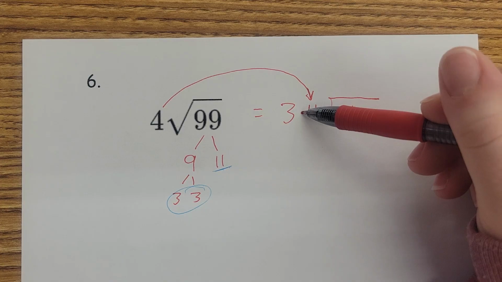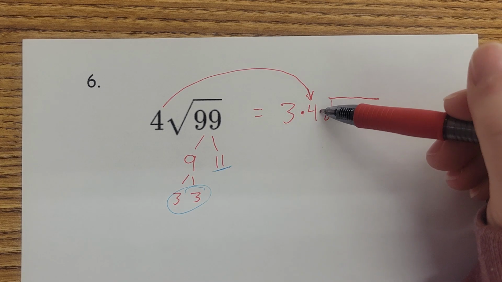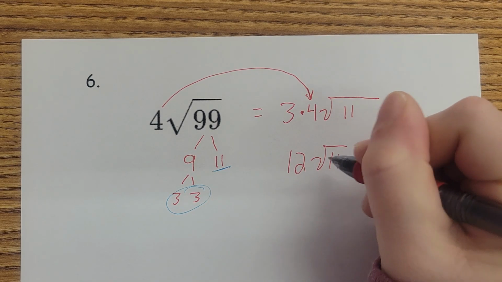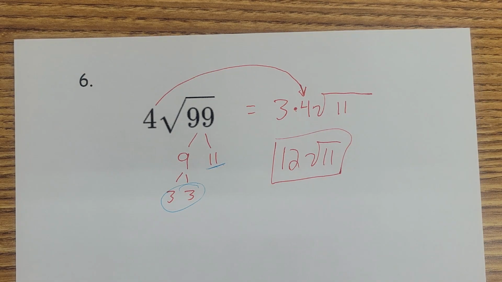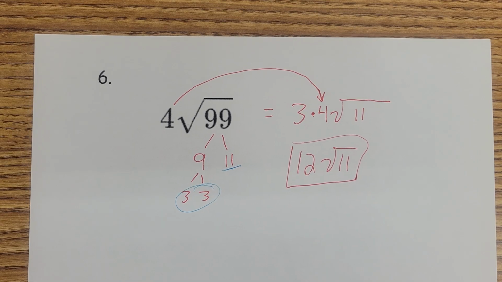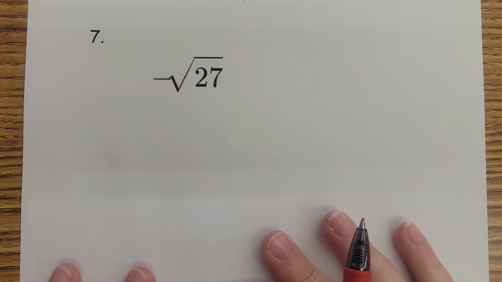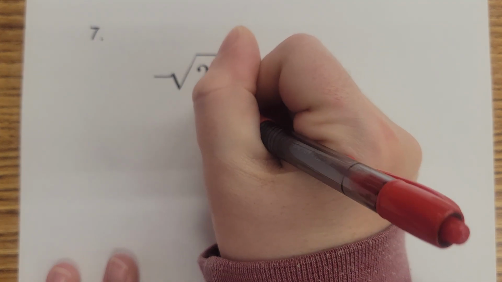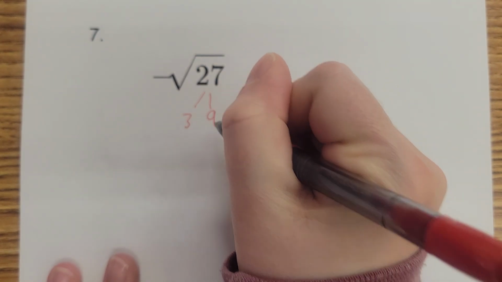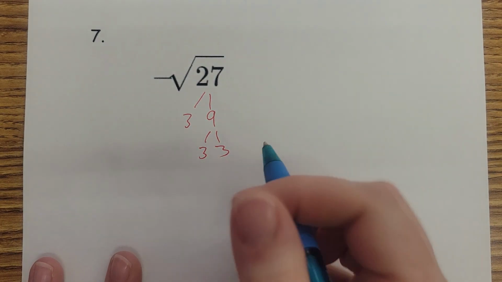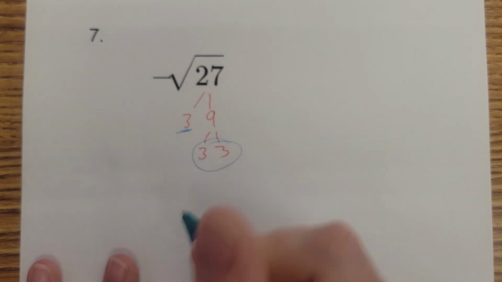And notice again, this is multiplication. All of these things are being multiplied together. So this is 12 radical 11. I only have 2 more problems and then this video will be done. I've got a 27, this is 3 times 9, and 9 is 3 times 3. So right away, I see I've got a pair of 3s and I have 1 lonely 3.